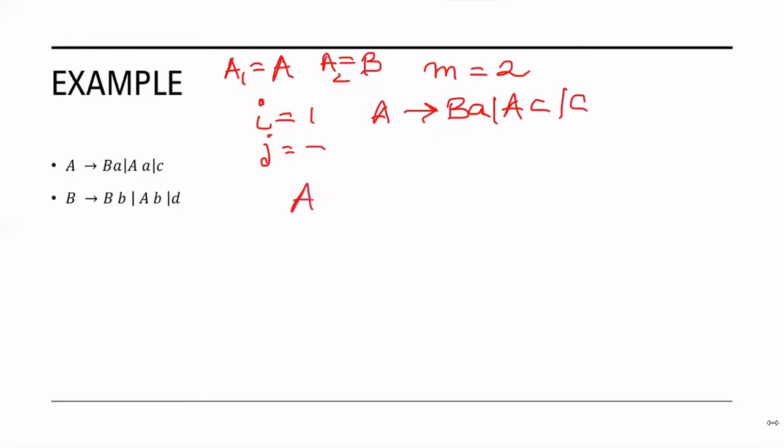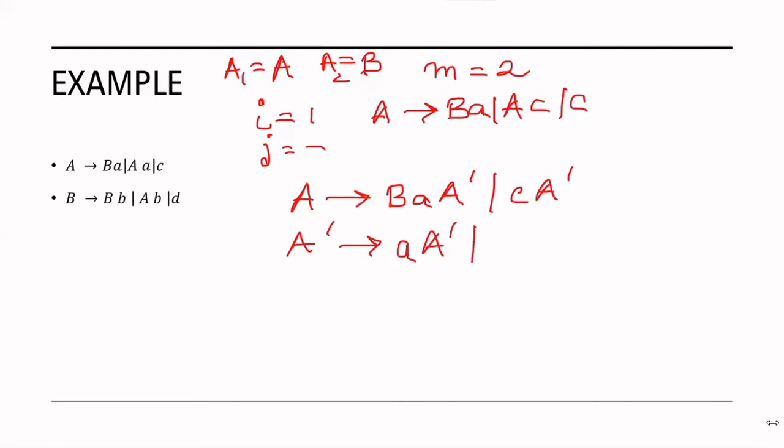How we had done it before, we'll replace it by BA A dash, C A dash, and A dash derives C A dash or epsilon. Okay, so we have removed the immediate left recursion of A. It was because of this. Then the B production remains as it is.